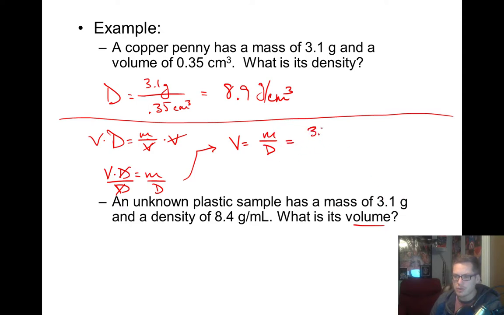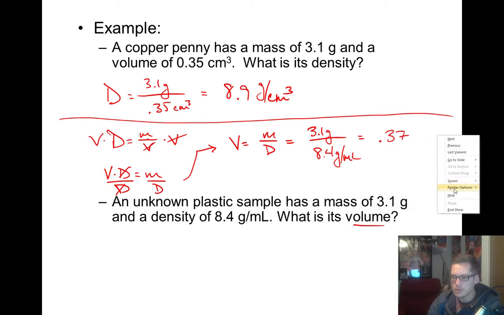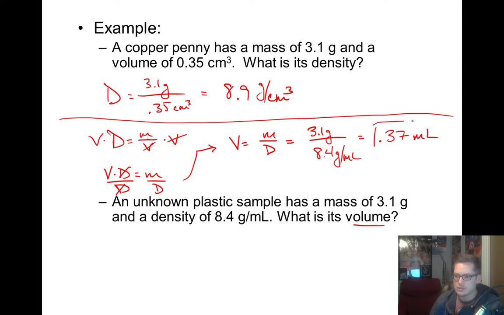So mass is 3.1 grams. Density was our 8.4 grams per milliliter. So we take 3.1 divided by 8.4, and we get 0.369. Now, how many sig figs? This has 2. This has 2 sig figs. So our answer here would be 0.37. And our units would be milliliters. Let me rewrite this. Milliliters. So there's one way to do it.